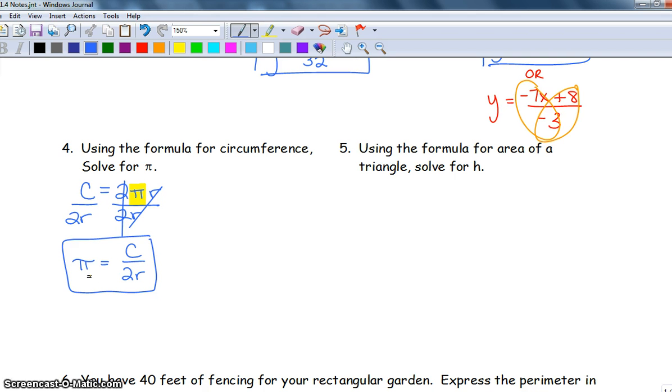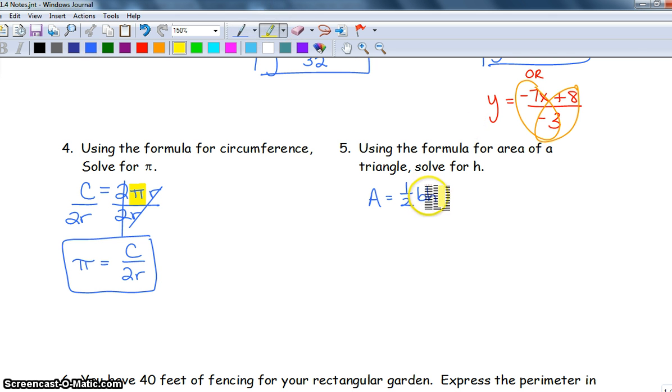Number 5, using the formula for area of a triangle, you want to solve for h, which you know is the height. So first we've got to start with the area of a triangle formula. We've got A is equal to 1/2 base times height.